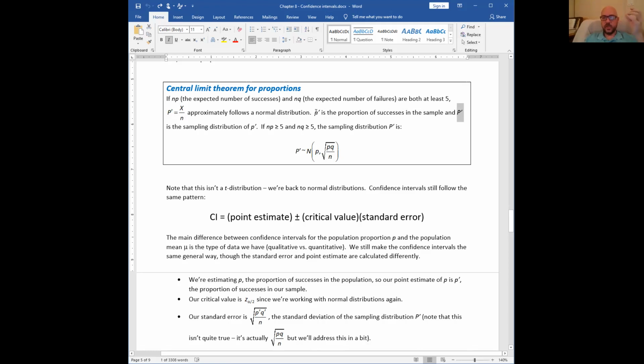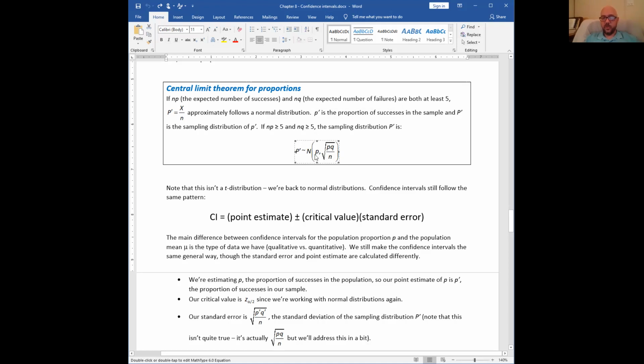The relationship is very similar to the relationship between x bar and mu. Capital P prime is the name of a distribution, and it is a sampling distribution of these, the proportion of successes in each sample. And if we meet these two requirements, that the number of expected successes and the number of expected failures are both at least 5, then we can say that the sampling distribution of p prime is this.